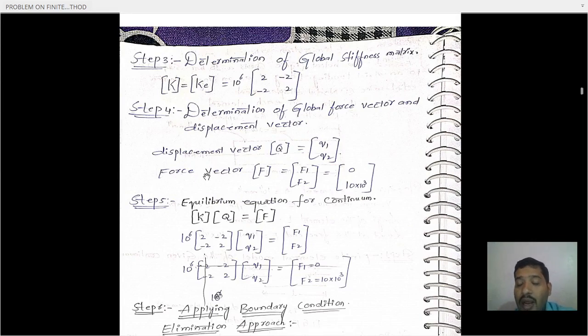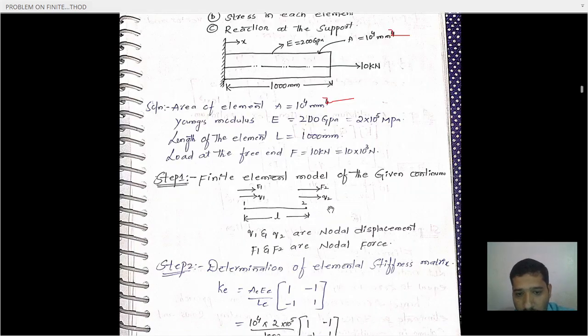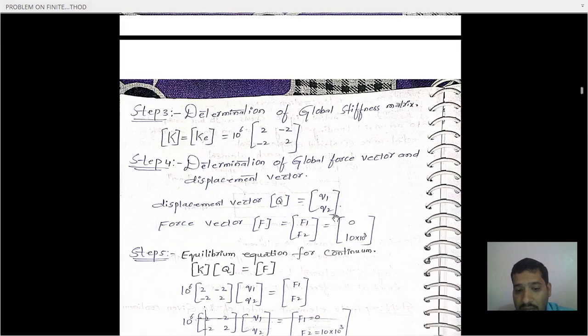After getting the global stiffness matrix, we need to determine the global force vector and displacement vector. So here how many nodes are there? We have 2 nodes. The displacements, how many are there? Let us see here, q1 q2. So q1 q2, what do they represent? Displacement vector q1 q2. And force vector, how many forces are there? Because we have 2 nodes, on 2 nodes 2 forces are acting. First one is F1, F2.